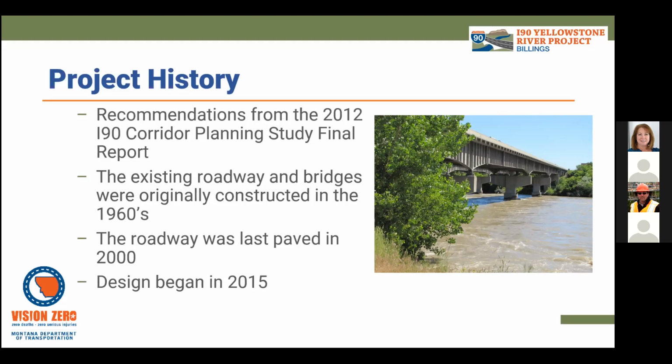And so the goal of the study was to identify transportation needs along the I90 corridor, mainly operational needs, possible upgrades to address safety issues, and certainly to address the need for additional capacity due to growth in the area. And so after that study was concluded, there were multiple projects that were developed. And our project, the I90 Yellowstone River Project, was one of them.